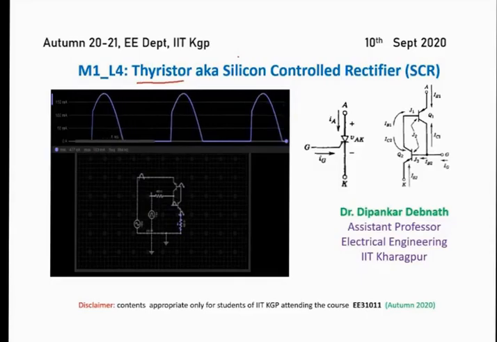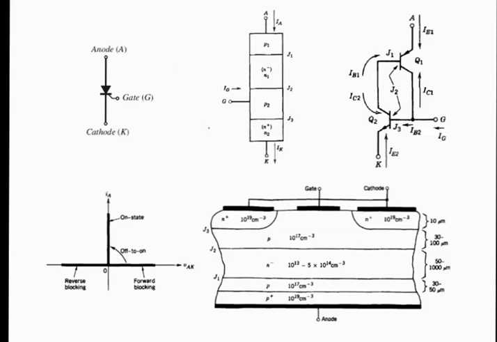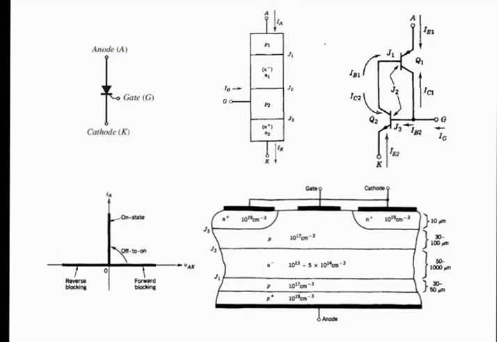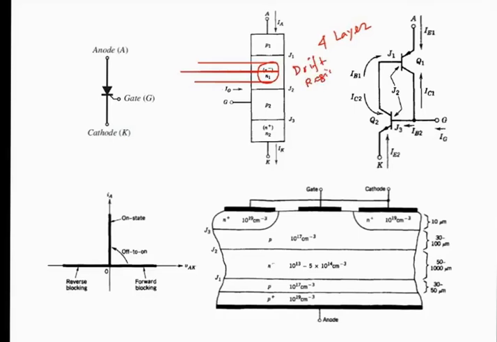Sometimes it is also known as silicon controlled rectifier, SCR. So we'll study its basic construction, switching characteristics, etc. The way thyristors are designed, it is a 4-layer device, and you can see there is a lightly doped region which you call a drift region. Basically, the junction here and the junction here are mainly responsible for blocking the higher voltage.